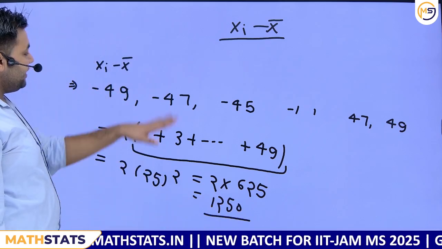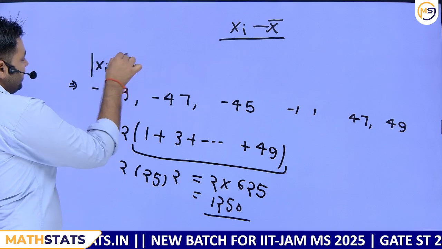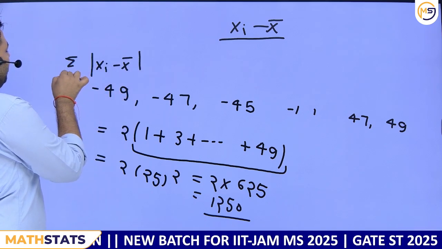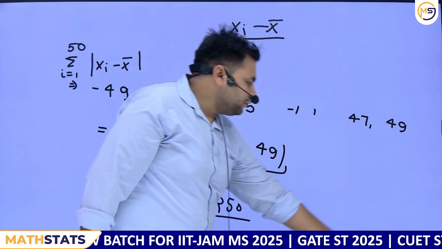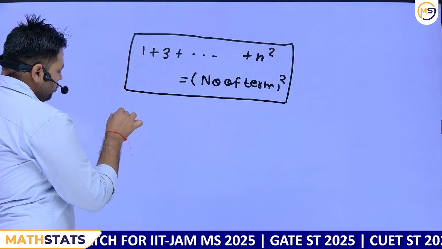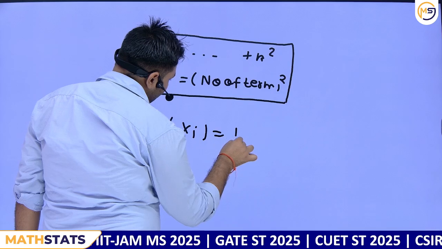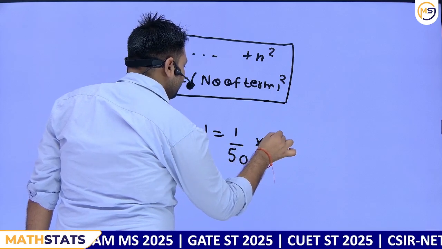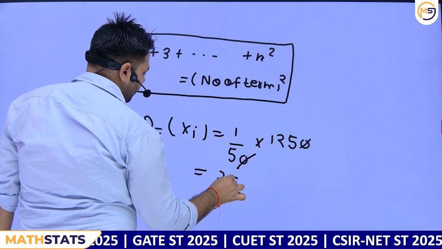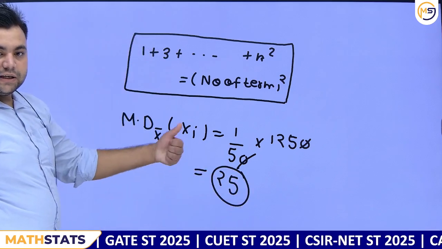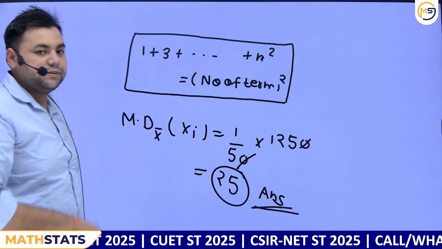Okay, so this is deviation, right? This is sum of deviation. So this is summation of mod of xi, i equal to 1 to 50, right? So now, what is mean deviation? Mean deviation will be 1/50 into 1250. So when we divide this, you will get 25. So this 25 is the answer.